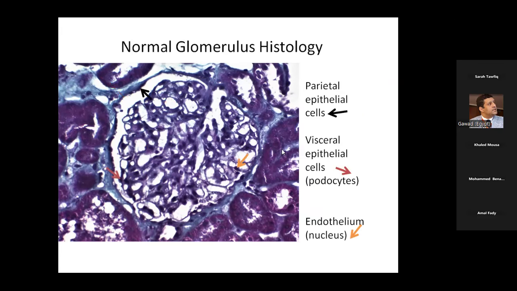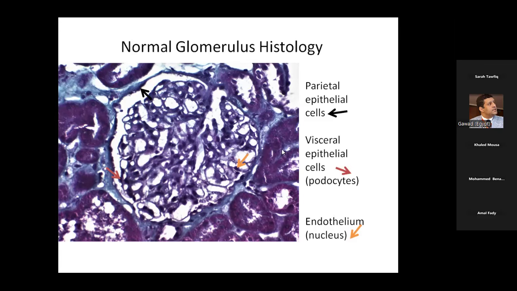Then the parietal epithelial cells with the black arrow, and the visceral epithelial cells or the podocytes, the famous podocytes. We can see them under light microscope, but actually only their nucleus. That's the red arrow, and the endothelium, also its nucleus, the orange arrow.